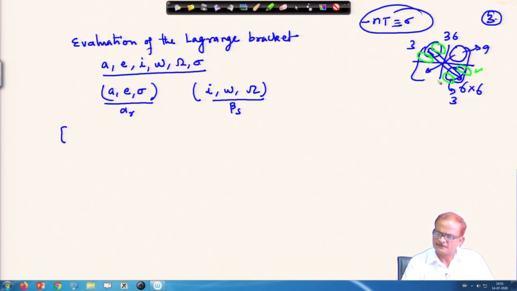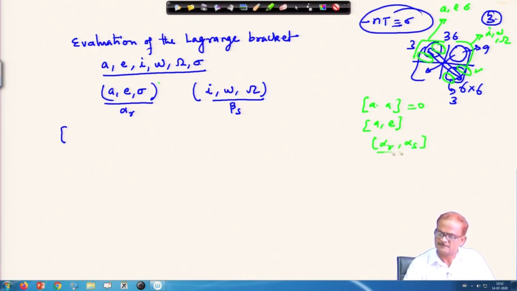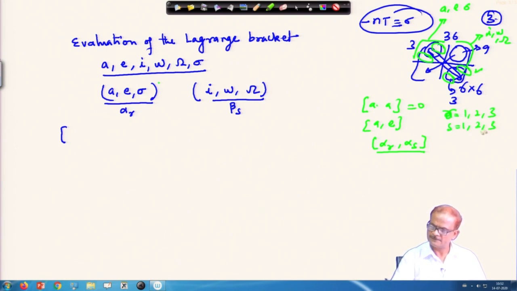Similarly, whatever sign it comes with here, on the other side it will be negative. Then we divided it into two parts. This part corresponds to a, e, sigma, and this part corresponds to i, small omega and capital omega. So you can see the Lagrange bracket of a with a, which of course is 0, according to the property of the Lagrange bracket we have written. Similarly a, e and so on refer to alpha r and alpha s, where alpha r varies over 1, 2, 3 and s also is 1, 2, 3. While the mixed one, where I have shown this 9, corresponds to terms like a, i, etcetera.